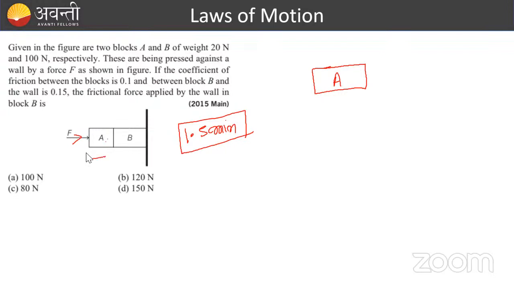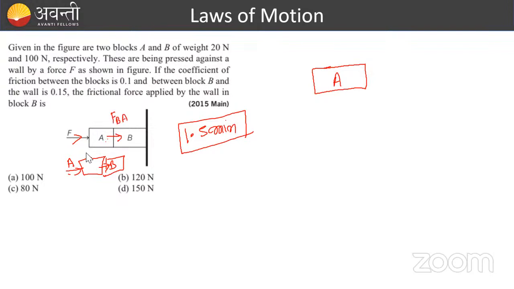A is like this. B is like this. So if A is getting pressed against the wall, then the effect of this force will also be felt by B, है ना? So B will also get pressed towards the wall. And what I'm trying to say is that A will apply a force on B in this direction, right? So the force on B because of A.